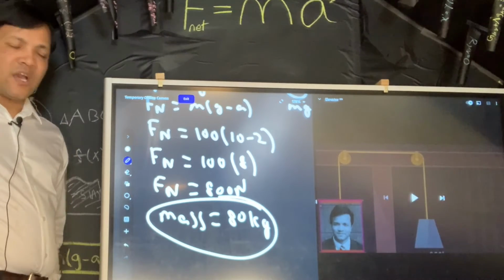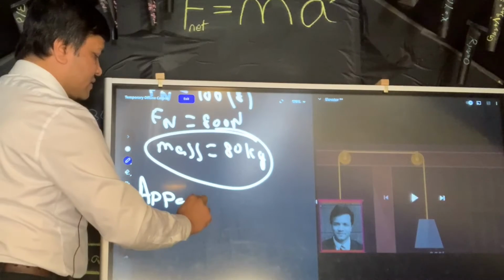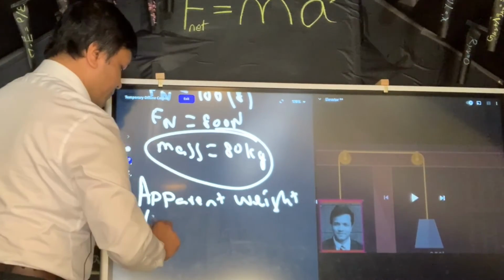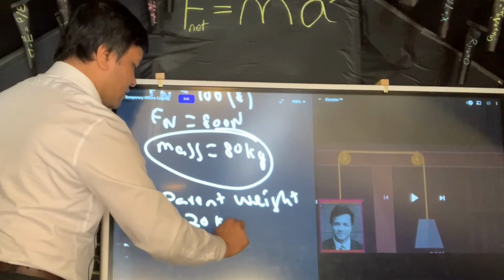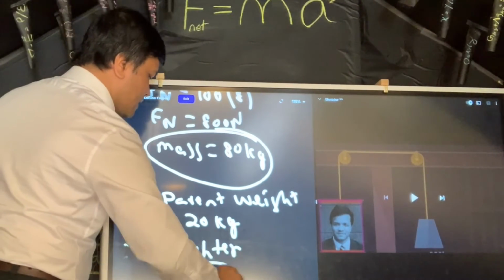The 200 Newton downward net force causes the person to feel weight loss. And how much weight loss? The apparent weight loss is 20 kilograms. So the person feels lighter as a consequence.